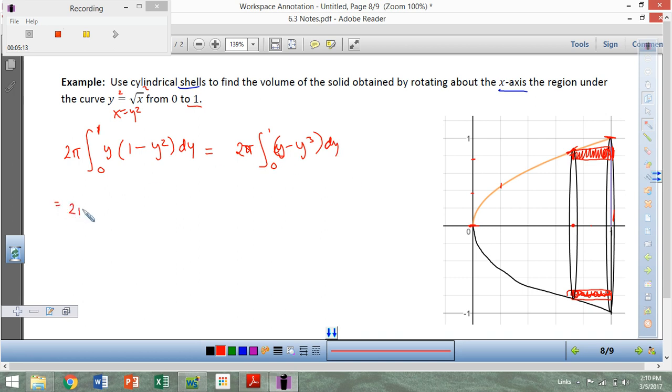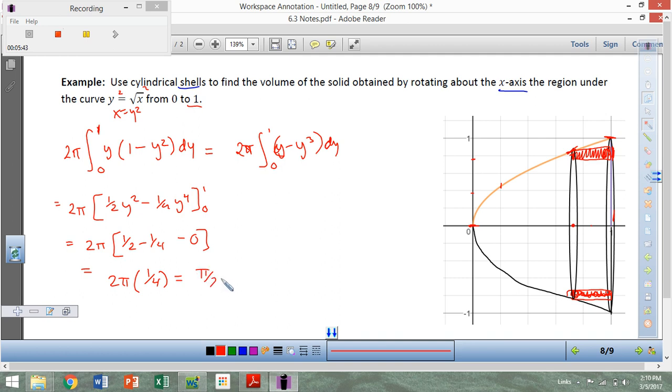And then we can go ahead and integrate, and so that's going to be 1/2 y squared minus 1/4 y to the 4th, and I'm going to evaluate that from 0 to 1. When we plug in 1, we get 1/2 minus 1/4. When we plug in 0 to all that, we get 0. And so 1/2 minus 1/4 is 1/4, and multiply that by 2 pi, I get pi over 2.